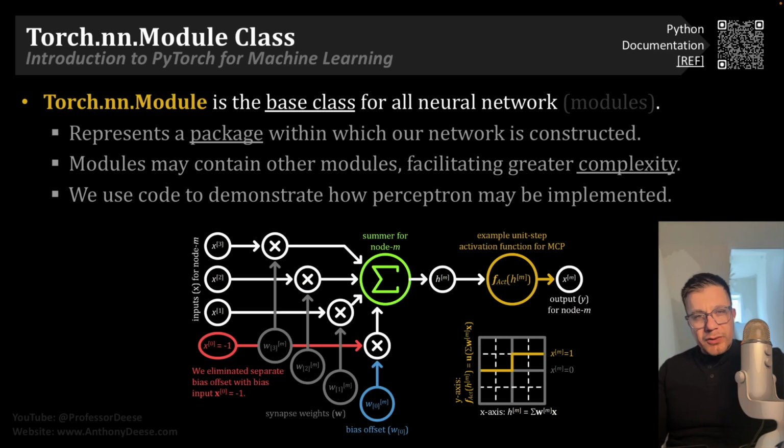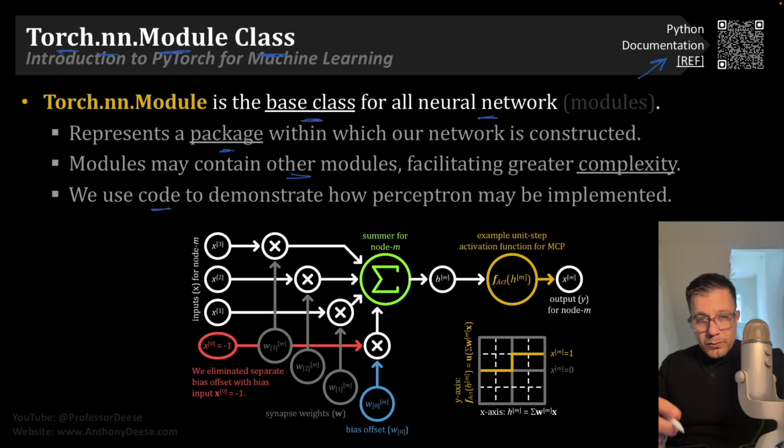So let's take a look at a more optimal implementation. Like I said, the first thing that we want to talk about is the torch.nn.module class object from the PyTorch library. If you want to learn more about that, you can check out the Python documentation. I have a link in the top right corner. torch.nn.module is the base class for all neural network modules. It represents a package within which our neural network can be constructed. Modules can contain other modules, and this facilitates greater complexity and the ability to use nested structures.